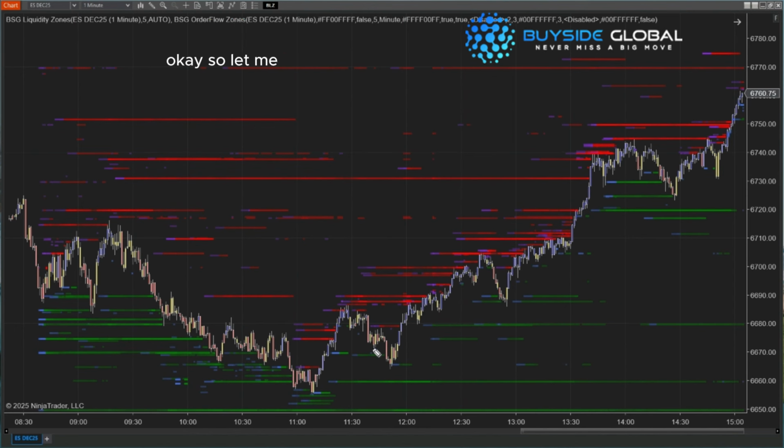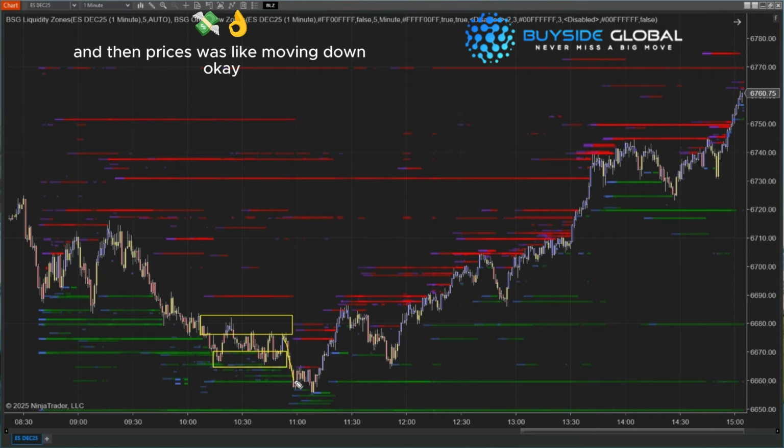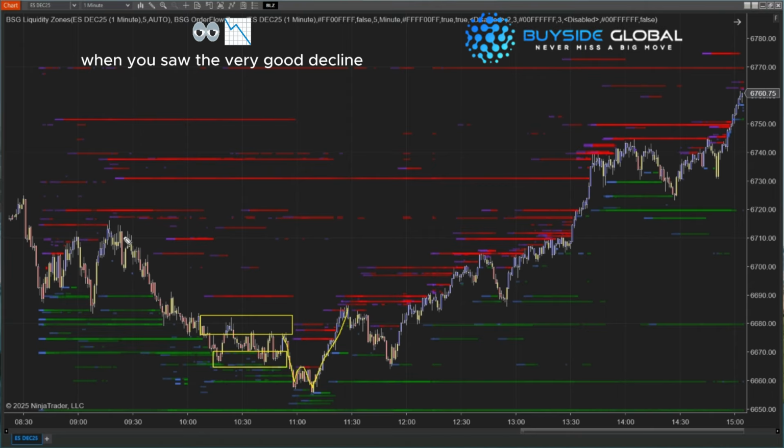Okay, so I want to start from this particular location. The price was creating a range right here, right? It's creating a range right here, and then price was moving down. From here, price moved way back up. After you saw the very good decline, the price pulled back this much up.